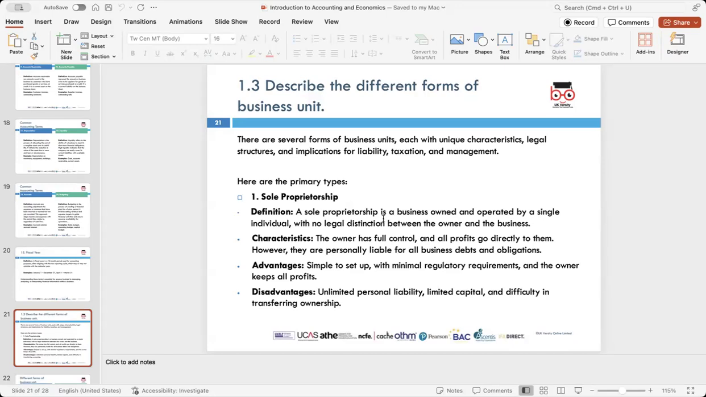So, if the business incurs debts, the owner is personally responsible for paying them. Additionally, raising capital can be challenging and transferring ownership is not always simple.